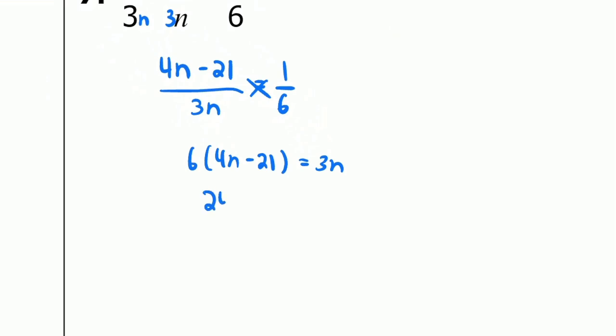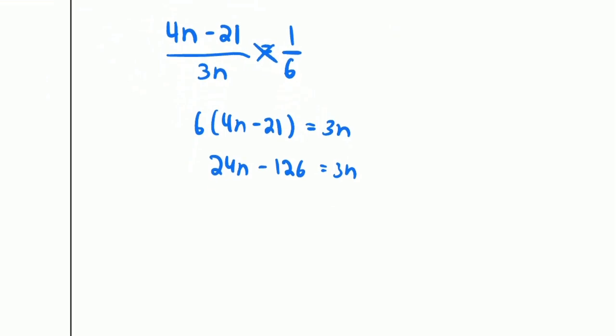So that would be 24n minus 126 is equal to 3n. And then let's subtract 24n. So then negative 126 is going to be equal to negative 21n. So once I go ahead and I simplify that, I will get n is going to equal a positive 6.